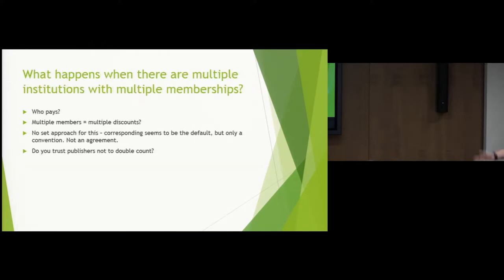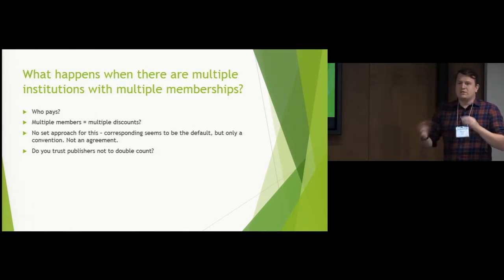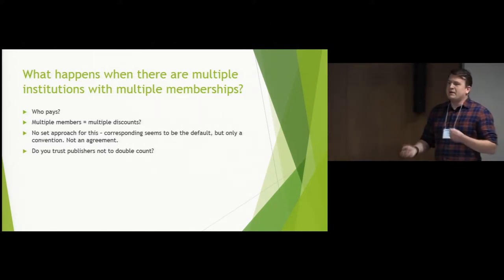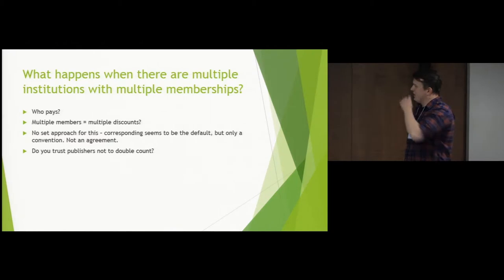This is something that comes up all the time for us, even though we don't have that many members at all. But what if you have different authors at different institutions, all of whom have memberships or some of whom have memberships? How do you start splitting the invoice? Does everyone get their discount from the different institutions? There are so many questions about this.